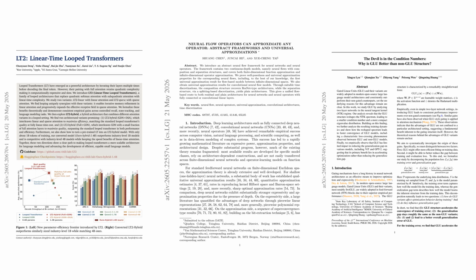What if the next leap in AI came not from bigger models alone, but from smarter ways to make them think, move, and learn? In today's episode, we dive into three fascinating ideas: looped transformers that turn efficiency into an advantage, a unifying neural flow framework that connects finite and infinite dimensional learning, and the hidden role of condition numbers in making GLU networks train faster than their non-gated counterparts. Together, these papers reveal how theory and architecture are reshaping the future of AI.